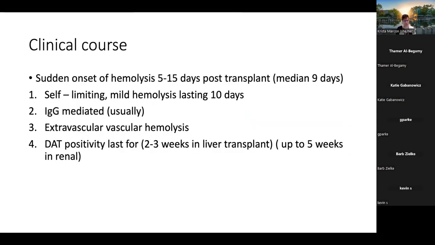So what is the clinical course? Of course, a sudden onset of hemolysis from day 5 to 15 post-transplant, usually around day 9. It is self-limiting, mild hemolysis lasting for 10 days. Again, it's usually IgG-mediated, extravascular hemolysis that persists for 2 to 3 weeks in liver transplant and up to 5 weeks in renal transplant patients. However, rare cases are seen that can last up to 1 year.